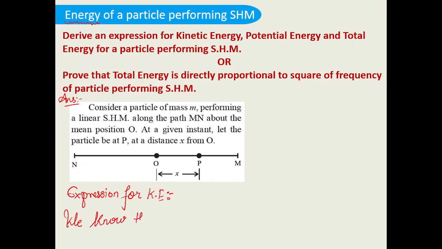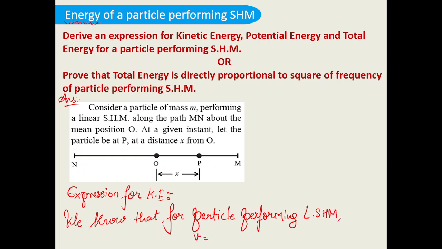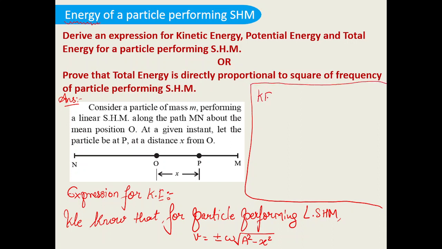We know that for a particle performing linear SHM, velocity is given by plus or minus omega under root of a square minus x square. The velocity is given by the formula v equal to plus or minus omega under root of a square minus x square. So what is kinetic energy equal to? Kinetic energy is equal to half mv square.